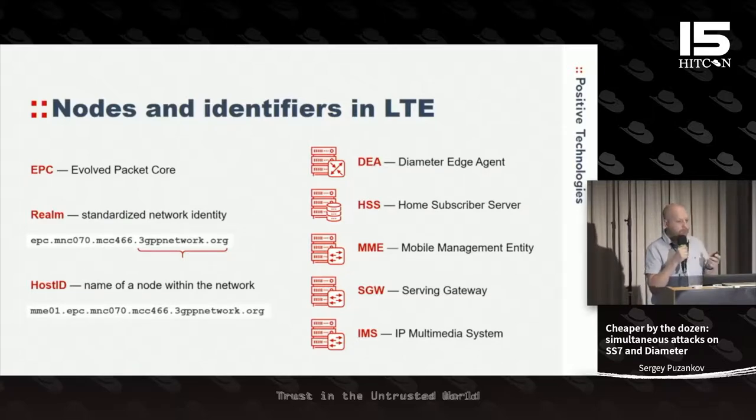The two final parts are standard: 3gppnetwork.org. They are related to all the networks standardized by the 3GPP association. The next one is MCC with a number. MCC, this is mobile country code. And in this example, 466, this is the mobile country code of Taiwan. The next one is MNC, mobile network code, with the number. This is some network within this country. And EPC just defines that this is evolved packet core.